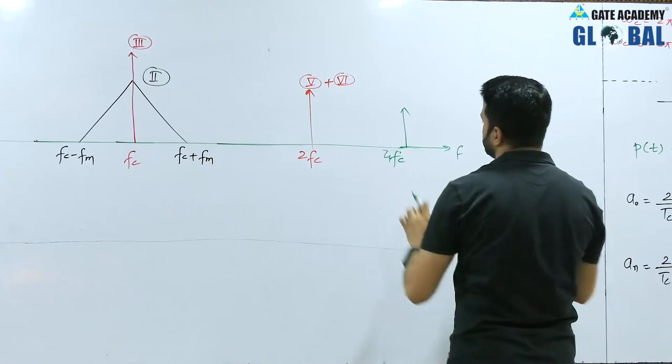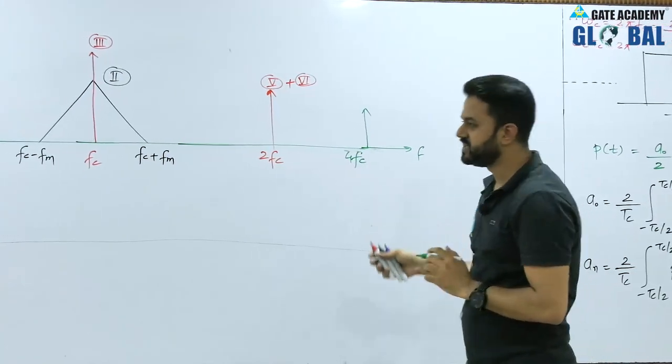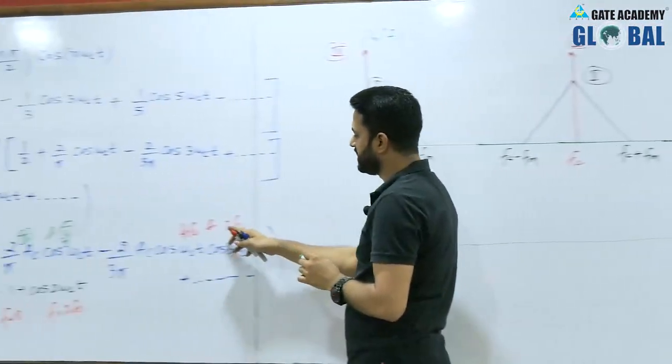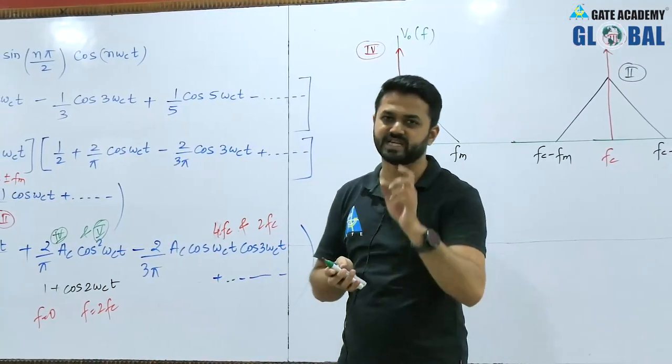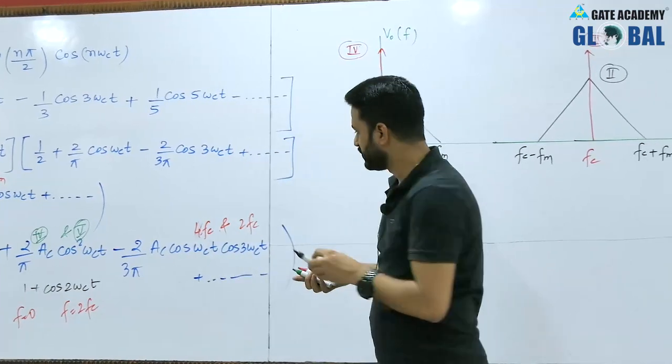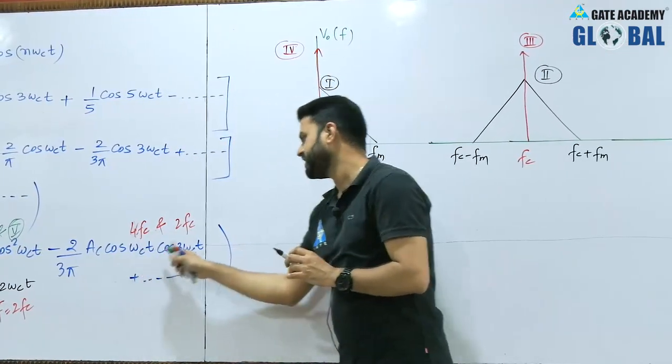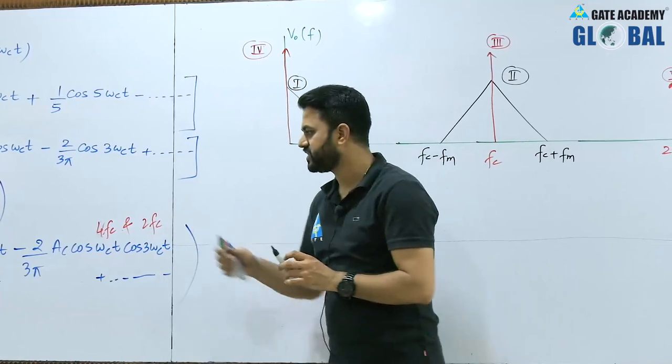We do not need to draw these two terms. We can ignore them because they are centered at 2f_c and 4f_c, and we have a band pass filter centered at f_c. So we need not draw this particular term.